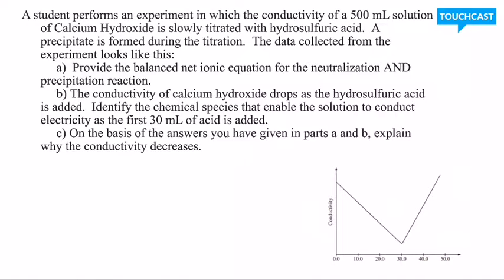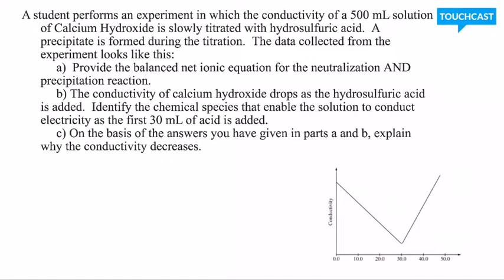Part B, the conductivity of calcium hydroxide drops as the hydrosulfuric acid is added. Identify the chemical species that enable the solution to conduct electricity as the first 30 milliliters of acid is added. And then part C, on the basis of the answers that you have given in parts A and B, explain why the conductivity decreases.